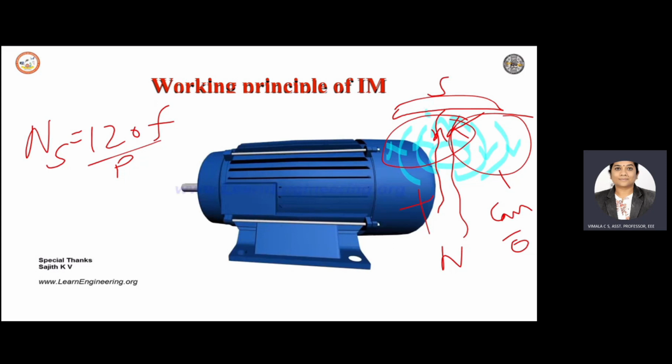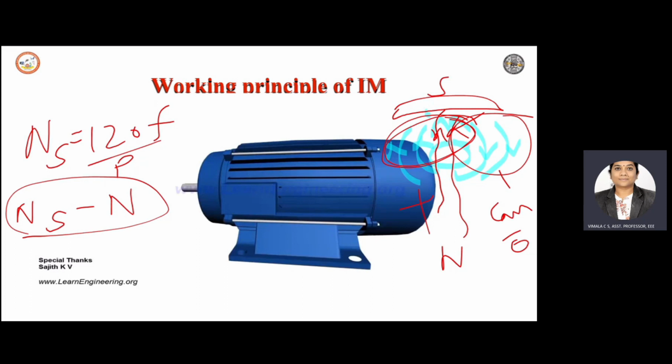This rotor current opposes the relative motion, to reduce the relative speed. The relative speed is given as Ns minus N. The rotor always rotates in the same direction as the rotating magnetic field. Where the fluxes combine, a force is exerted on the conductor to rotate it in the clockwise direction. That is how the rotor rotates in the direction of the rotating magnetic field.